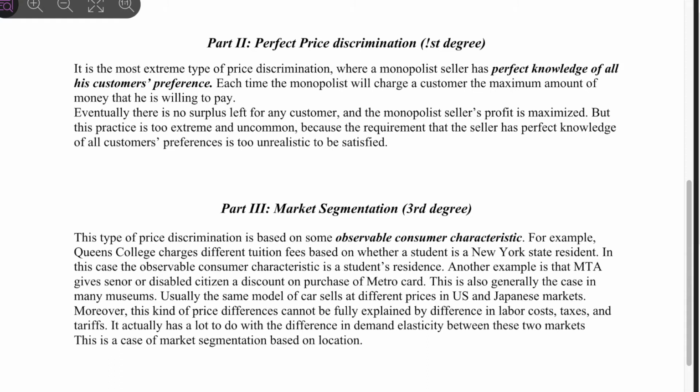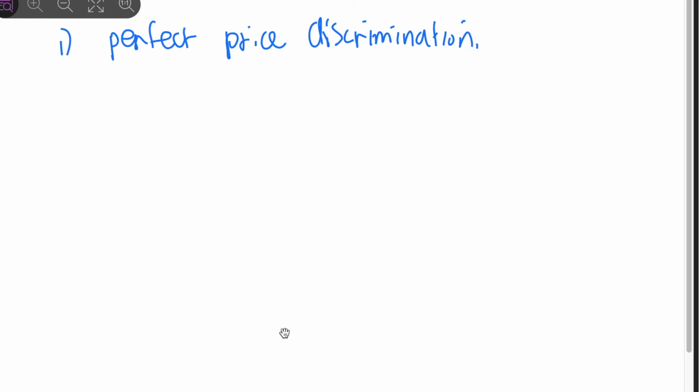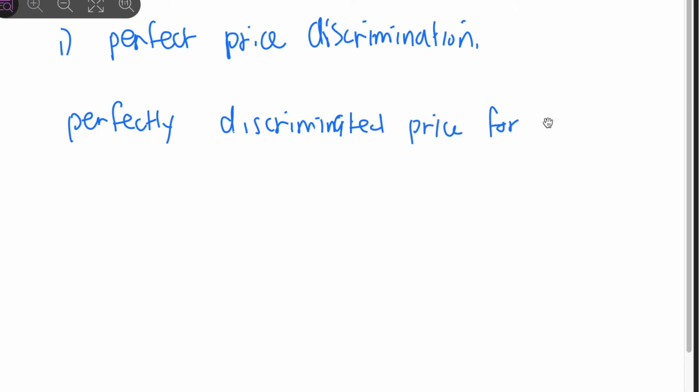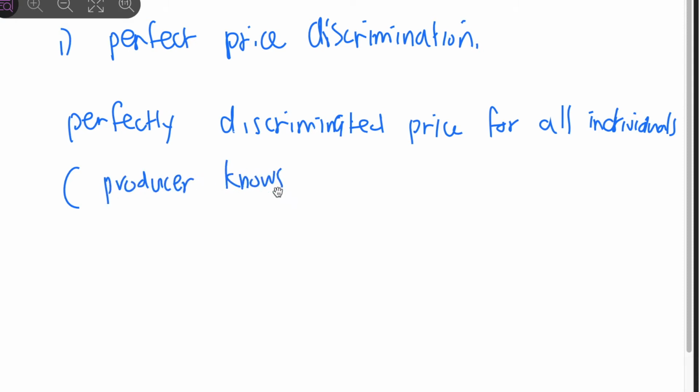Okay, so let's go back to the whiteboard. So we have the concept of perfect price discrimination. So it says perfectly discriminated price for all individuals, right? And the assumption is the producer knows all demands, right? So how can we make the price?